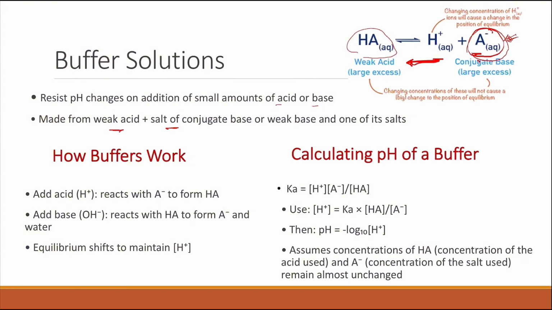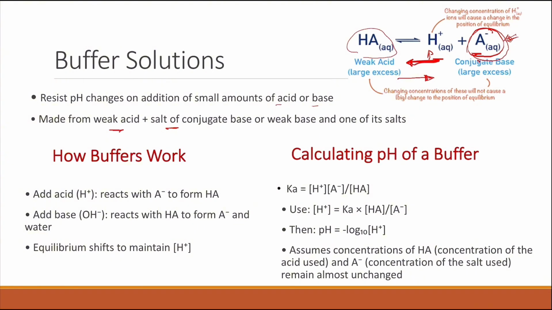So if you add a little bit more of the acid, then the excess acid will react with the anion. And that will resist the change in the hydrogen ion concentration, basically. And if you add some base, the base will react with the acid, and that will shift the equilibrium to the right to produce more of the acid. So you will get more of the acid to balance the pH again. So this is how it works and how it resists the changes of the hydrogen ion concentration, or the pH.